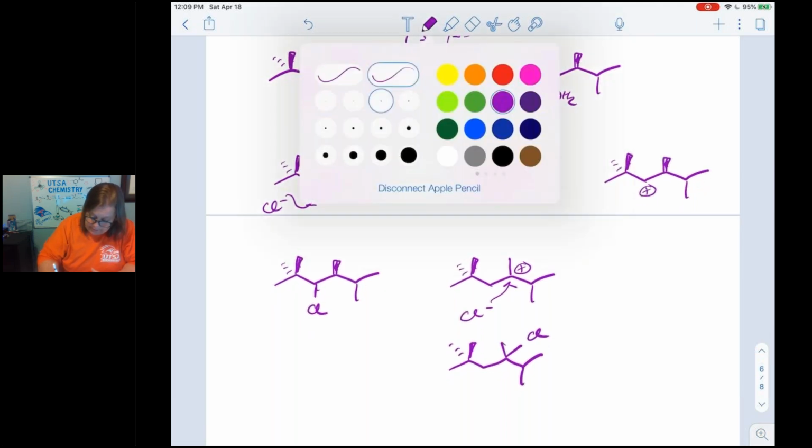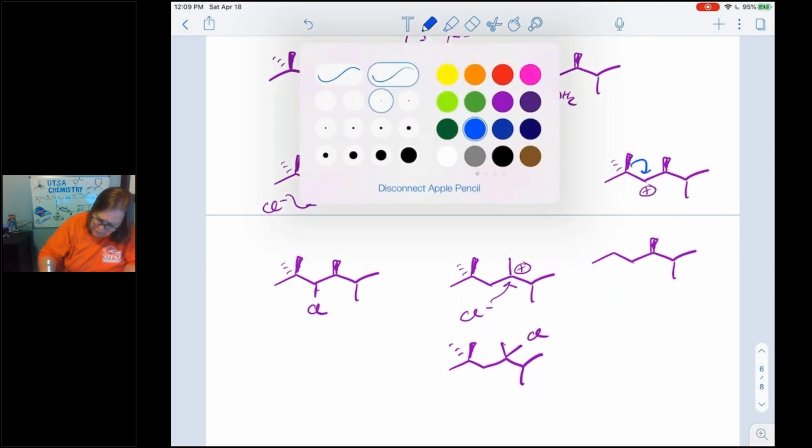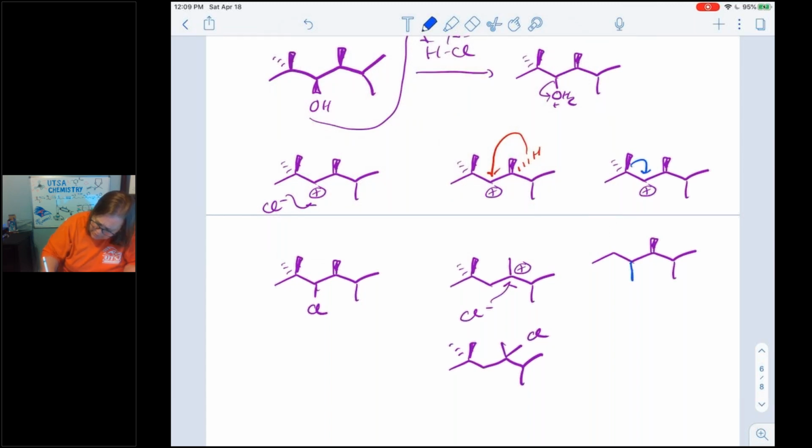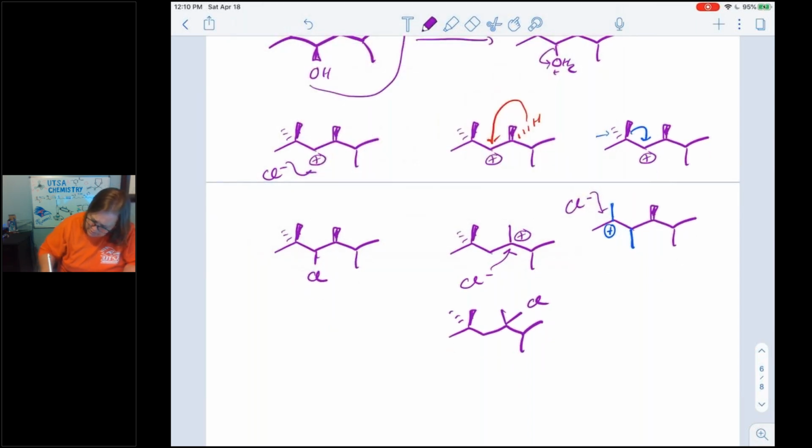The next thing I can have is a methyl shift. So what is that going to give me? Well, the methyl that just shifted is shifting over into an sp2 carbon, so it's going to be in the plane. This other methyl that didn't shift is now going to be on a line, because now it's sp2 hybridized. And again, chloride could come and attack, and so this would give me this product here.